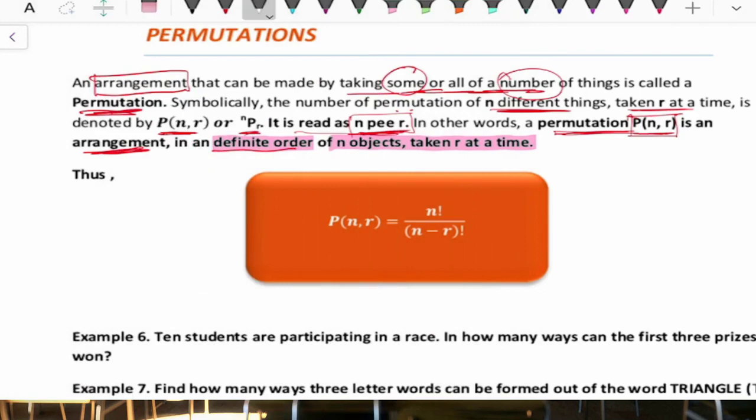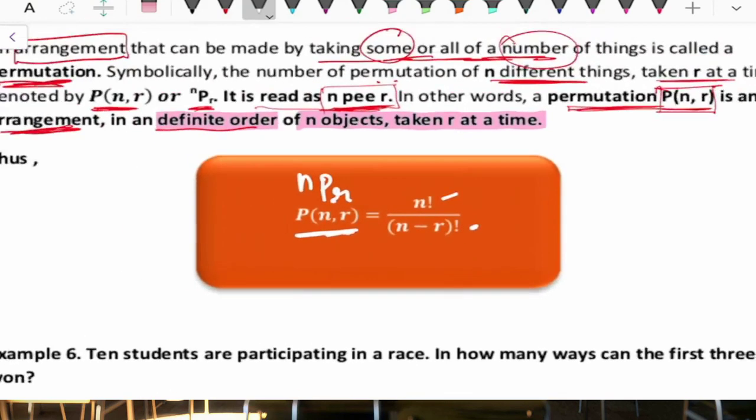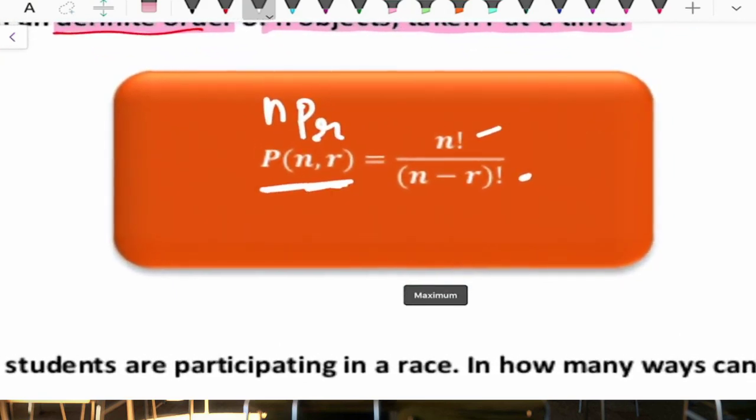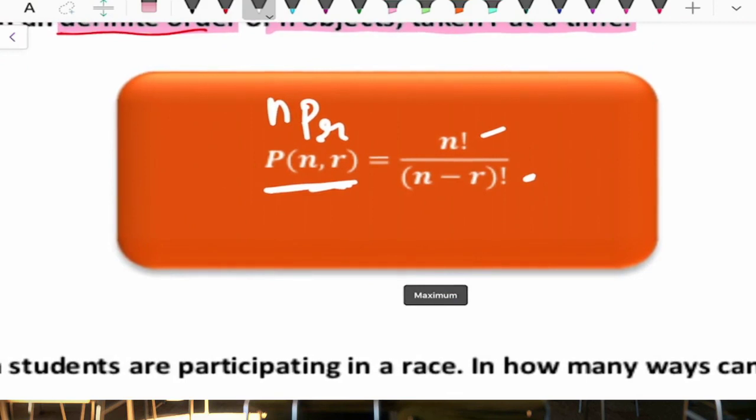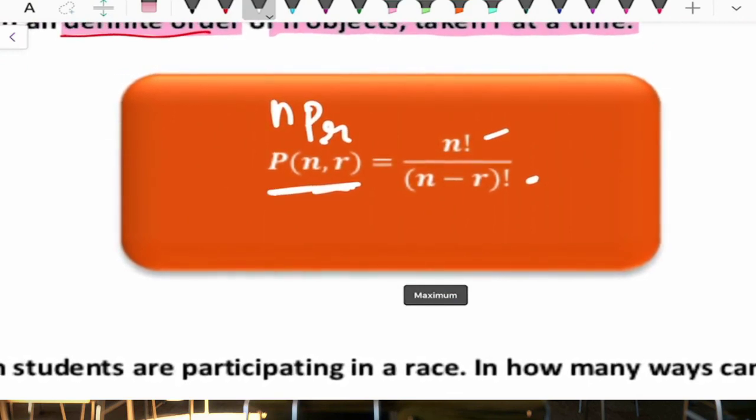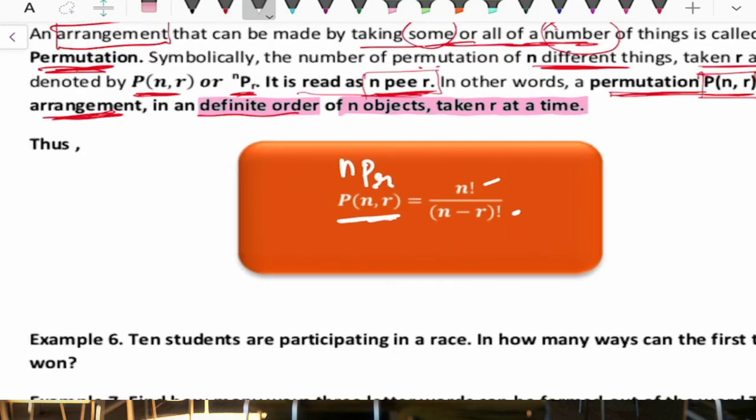Okay, so what the formula tells us is that P of n comma r, or nPr, is equal to n factorial divided by (n minus r) factorial. If you cannot see them, let me zoom it. Now you can. So nPr is nothing but n factorial upon (n minus r) factorial. And the good news is that we have derived this formula. You don't have to learn this. You just know how this formula came.